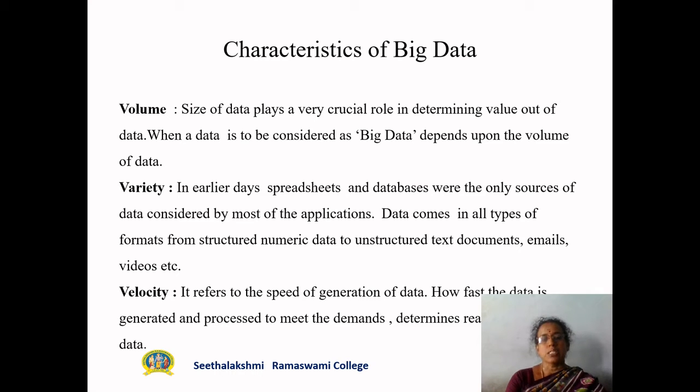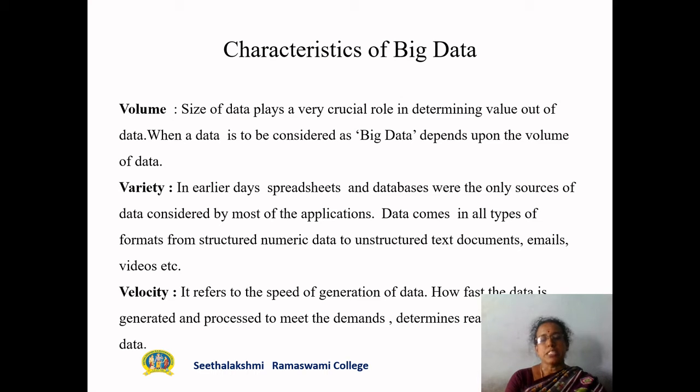Next V is variety. In early days, spreadsheets and databases were the only sources of data considered by most of the applications. Data comes in all types of formats, from structured numeric data to unstructured text documents, emails, videos, etc.